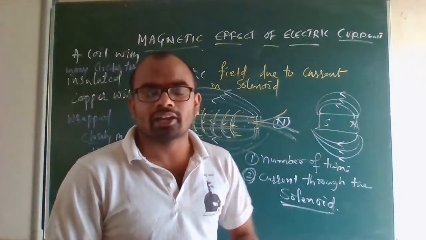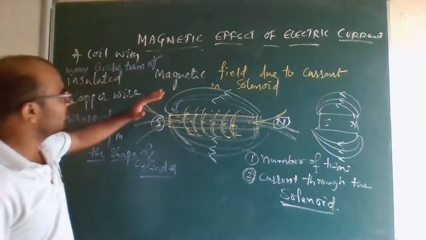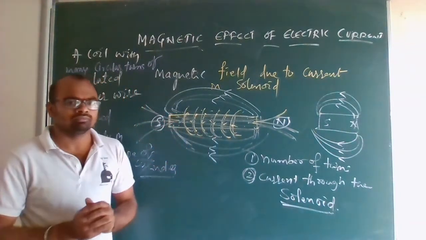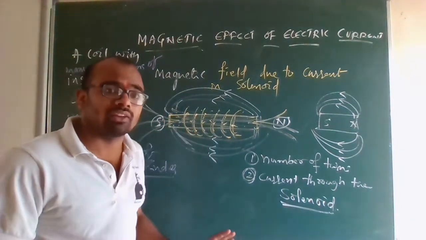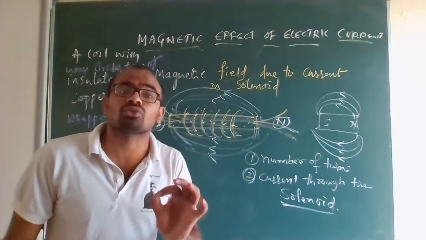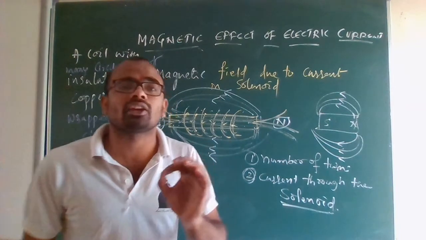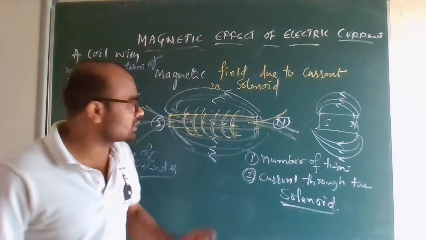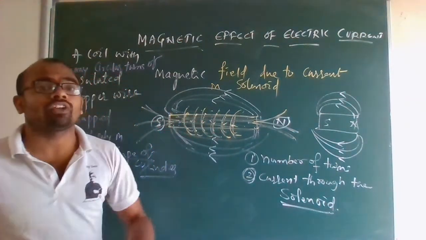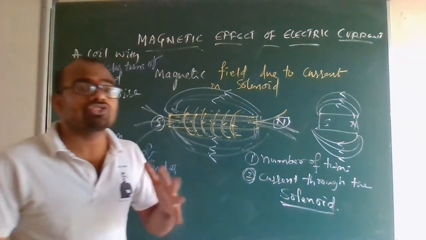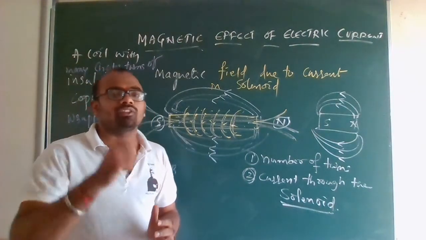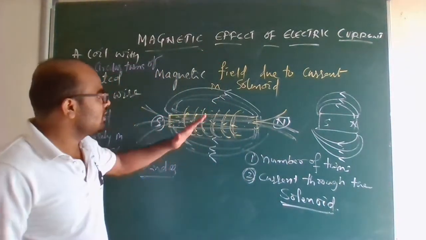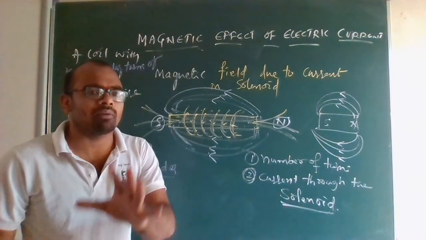So let me explain clearly what happens. First, the magnetic field due to a current carrying solenoid. A solenoid will be like this. What is a solenoid? It is a coil with many circular turns of insulated copper wire, closely wrapped in the form of a cylinder. So this exactly behaves like a bar magnet.